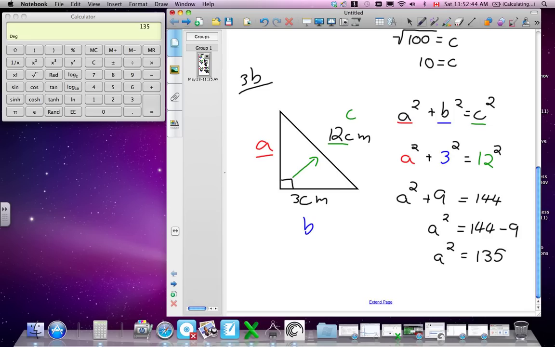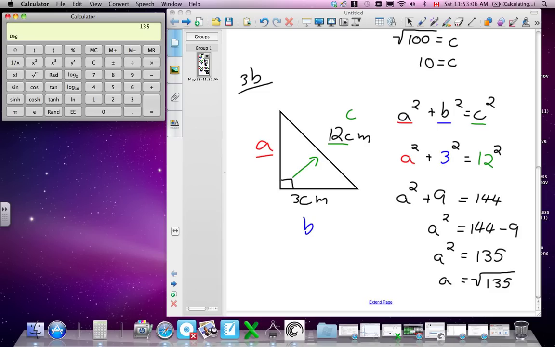I got to get a by itself. So when I move the 2 over, what does it become on the other side? Close. It becomes the square root. Yeah, that's right. When we have that squared, it becomes a square root. So a is equal to the square root of 135. So let's put that in our calculator.